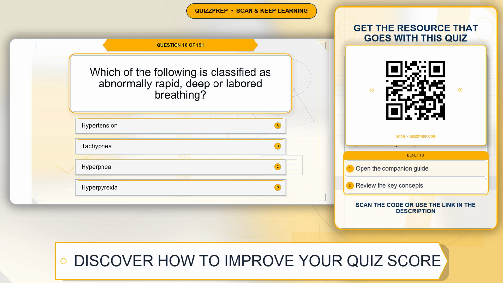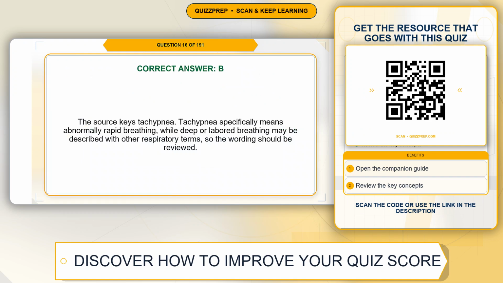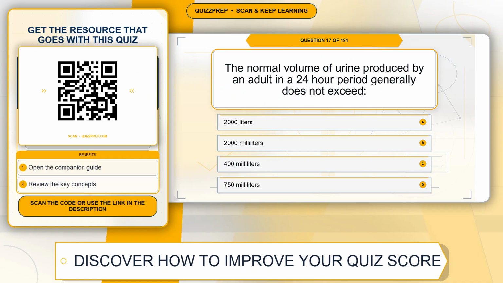Question 16. Which of the following is classified as abnormally rapid, deep, or labored breathing? Option A, hypertension. Option B, tachypnea. Option C, hyperpnea. Option D, hyperpyrexia. The correct answer is option B, tachypnea. Explanation: the source keys tachypnea. Tachypnea specifically means abnormally rapid breathing, while deep or labored breathing may be described with other respiratory terms, so the wording should be reviewed.